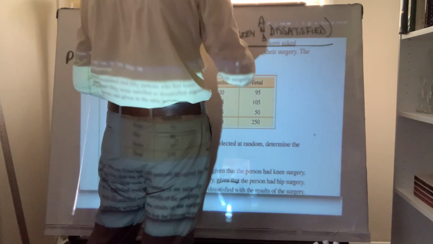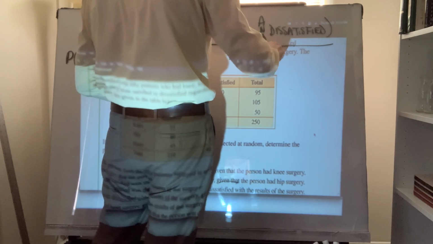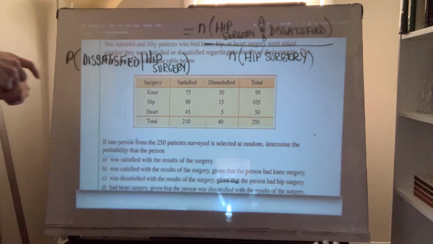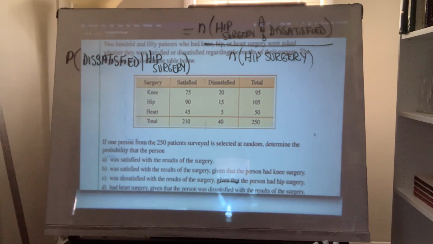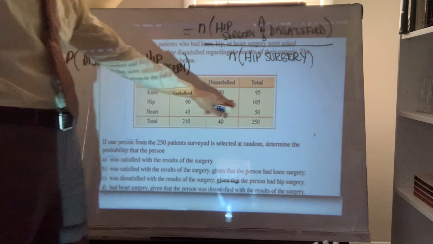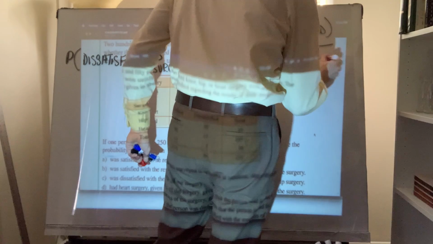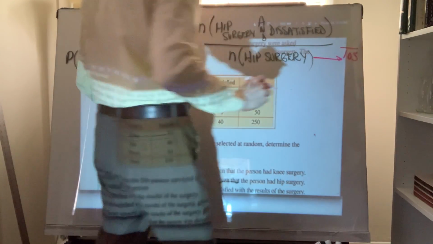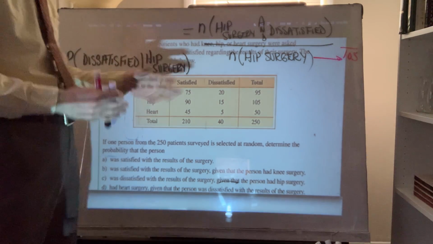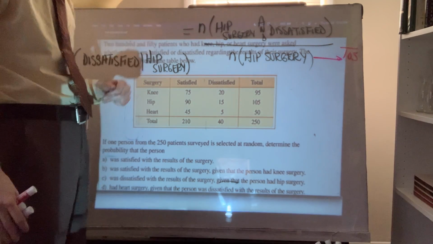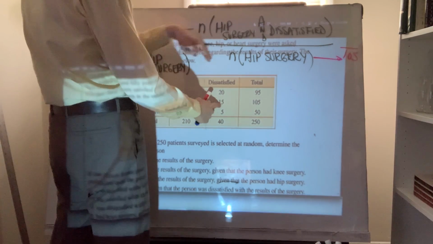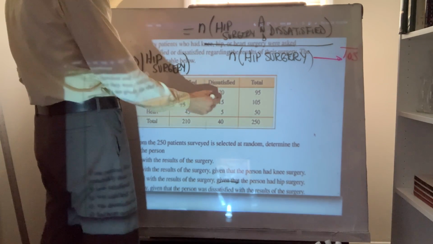Over the number of hip surgeries. So, start again with the bottom. Number of hip surgeries, 105. The number that are hip surgeries and dissatisfied, so the intersection of those two. Hip and dissatisfied crosses here at 15.